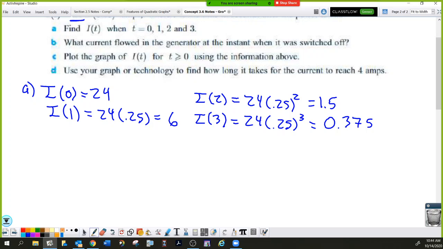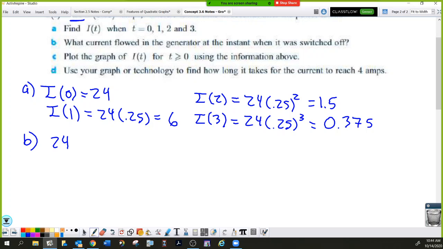Part B is kind of a trick question. What current flowed in the generator at the instant it was switched off? The instant it was switched off represents time equals 0. So the command would be like, write down the amount of current that flowed at the instant it was switched off, and you just go 24. The current is in amps, right? Yeah, okay.